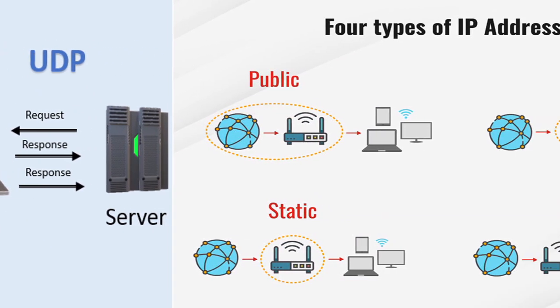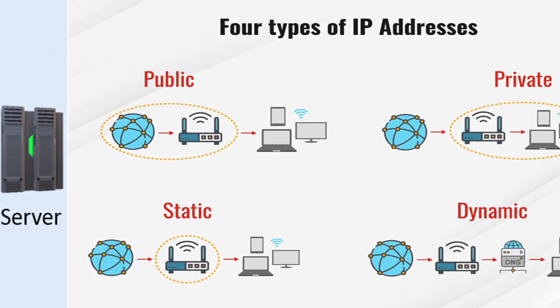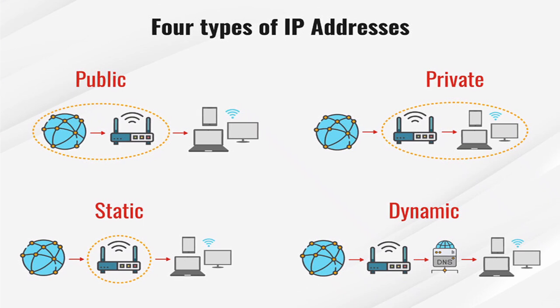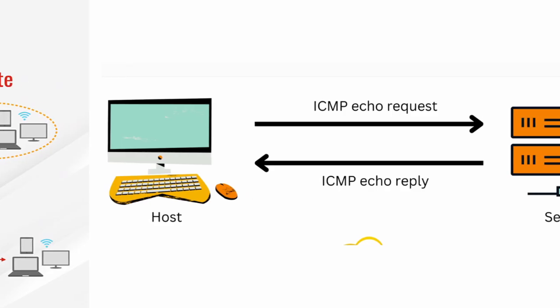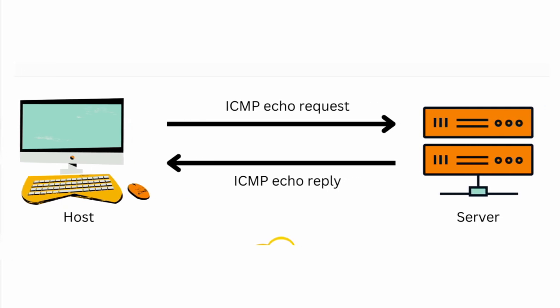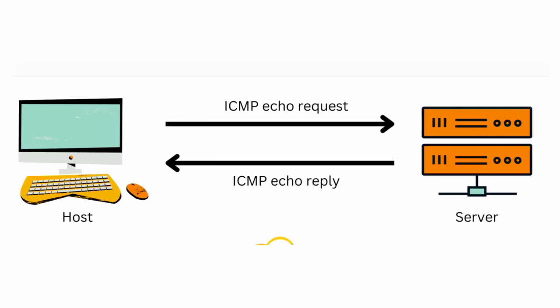At the Internet layer, we have IP. Internet Protocol is responsible for addressing and routing data packets. Every device connected to the Internet has a unique IP address that functions like a mailing address for data delivery. IP determines the best path for packets to travel from source to destination.